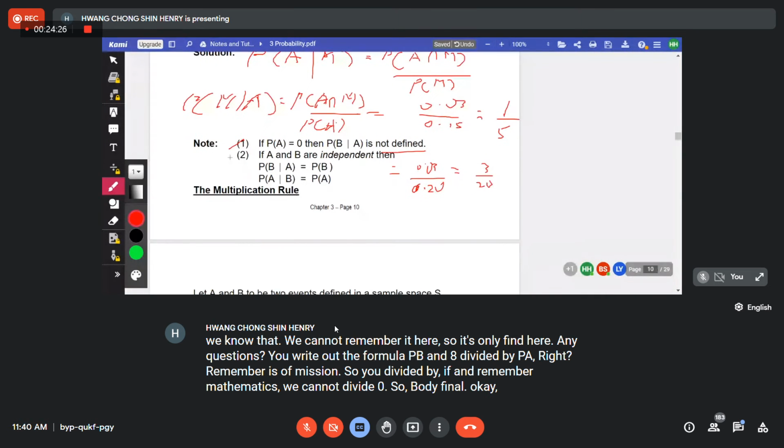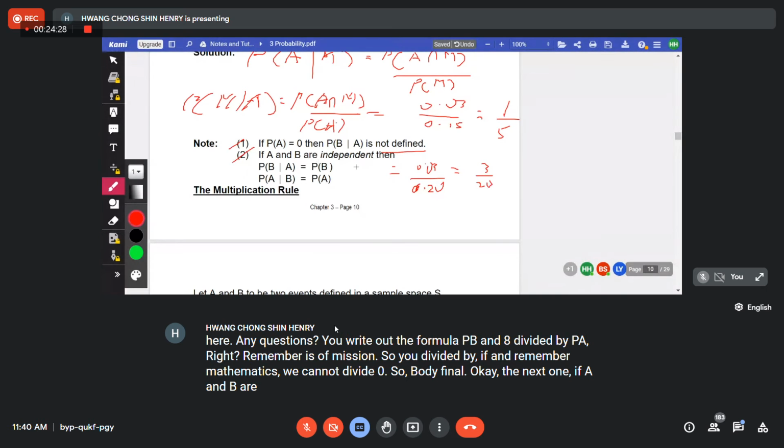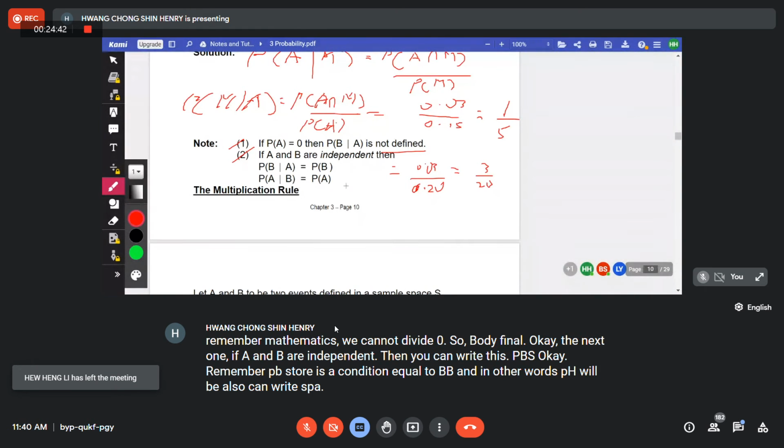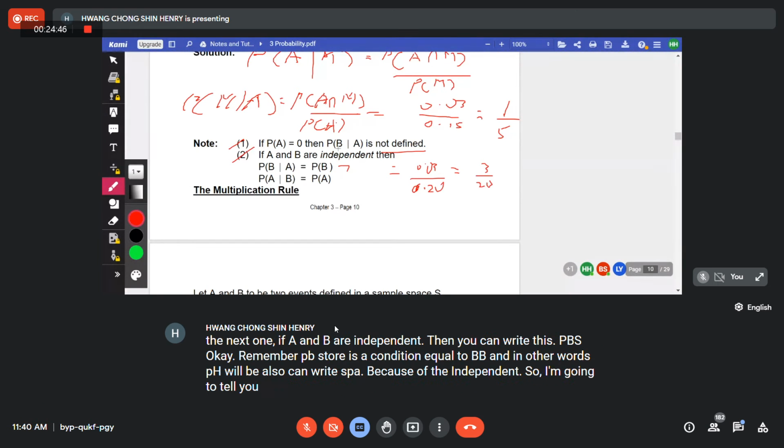Okay, the next one. If A and B are independent, then you can write this: P(B|A), remember, P(B|A) is a condition, equals P(B). And in other words, P(A|B) can also be written as P(A) because of the independence. So I'm going to tell you now what is called an independent event, and then I will re-explain this again.